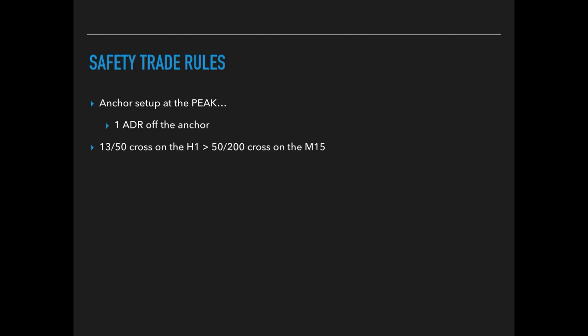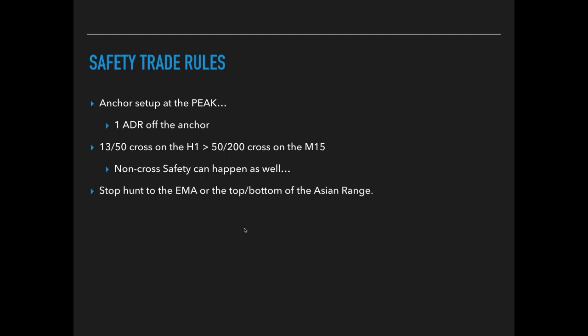You're going to look for a 1350 cross on the H1 chart, which translates to a 5200 cross on the M15. There are certain situations where non-cross safety can happen as well, meaning the 1350 on the H1 or the 5200 on the M15 does not cross, and I will show you some examples of that today and later on. You're going to have some kind of visible stop hunt to the EMA or the top or the bottom of the Asian range. There are going to be some scenarios where you will not get a visible stop hunt and it just runs, but you've got to understand that's just the way it is.